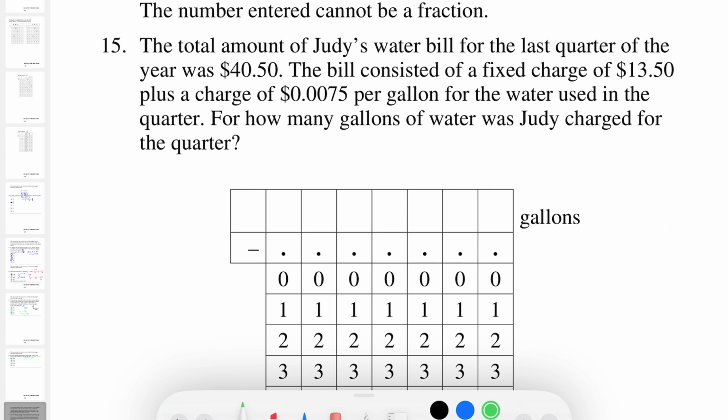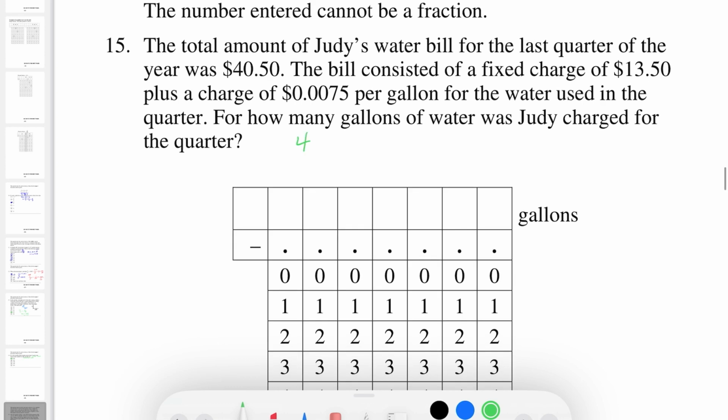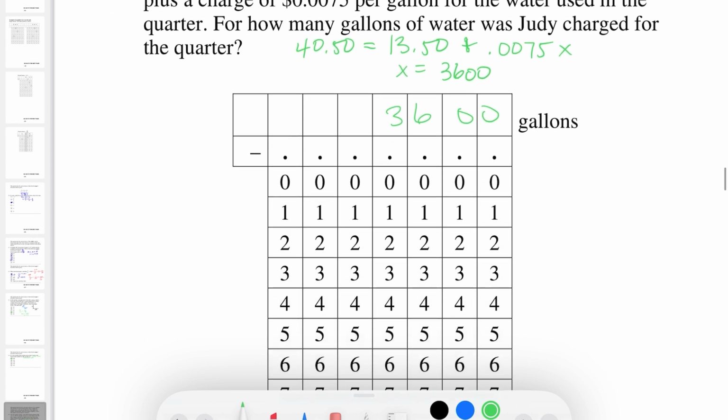So this is a very simple equation that we can set up. We know $40.50 equals $13.50, which is the fixed cost, plus our cost per gallon times our unknown, which we can call X here, and then we just solve for X. So X, this is pretty quick, is 3,600, and that's what I would write in the numeric entry. There we go, 3,600 gallons of water.